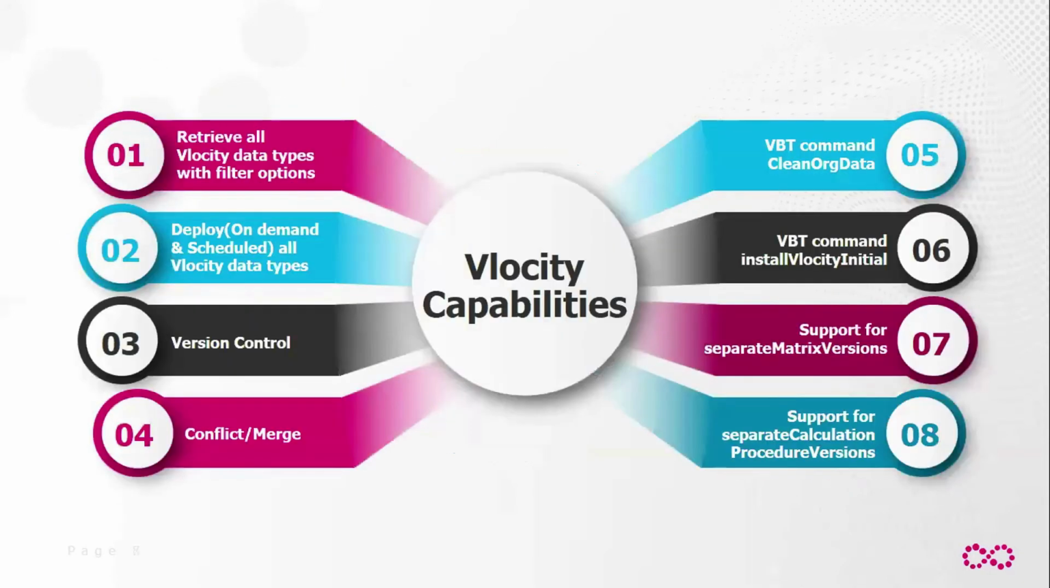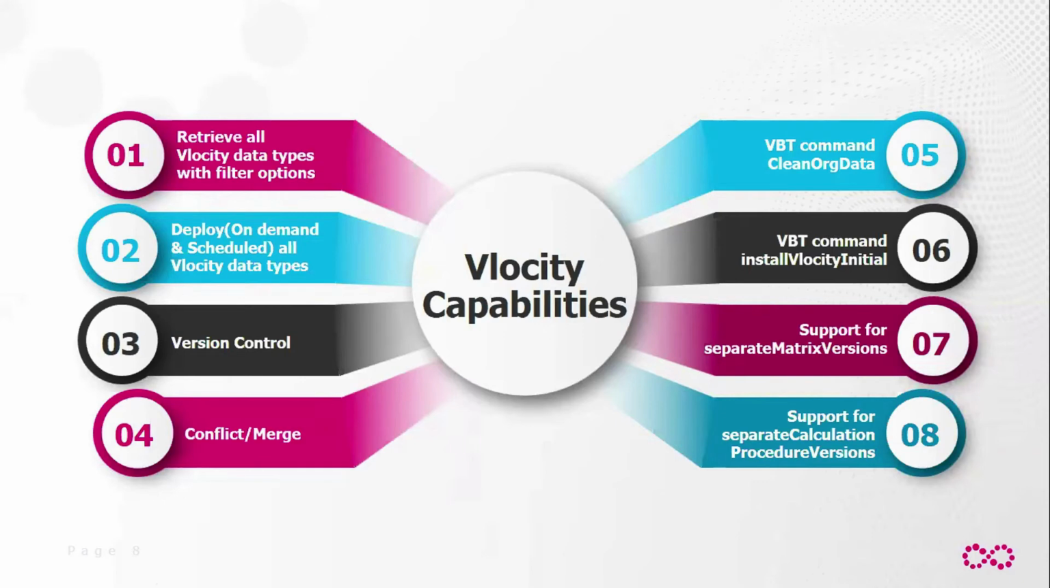So these are some of the Vlocity capabilities that are available with Flowsum. I could list all of them, but some of the main ones are you can very easily retrieve all the Vlocity data types and filter them on various options when you are doing your retrieval. You can similarly deploy them to other orgs, either on demand or in an automated manner using scheduled deployments, etc.